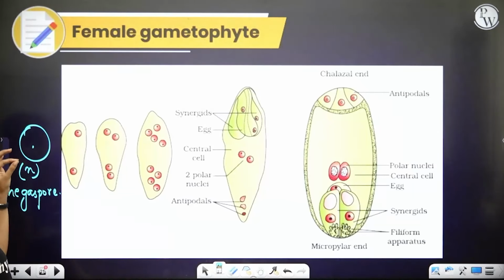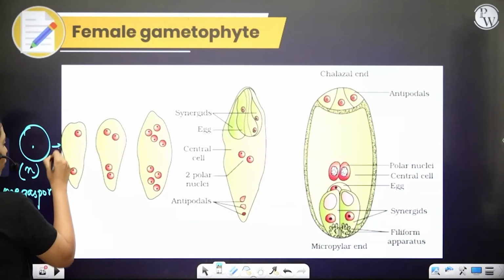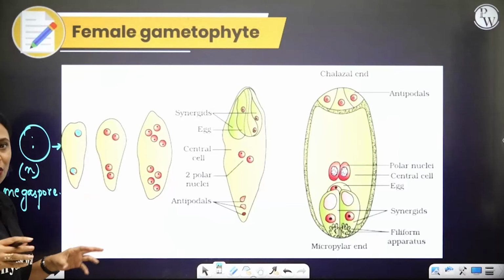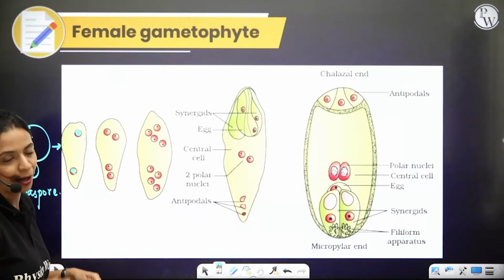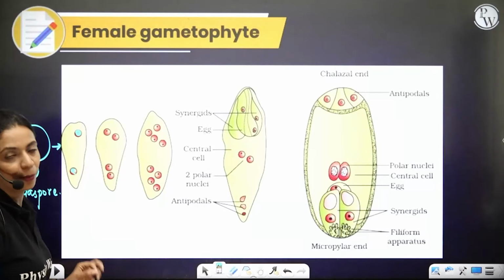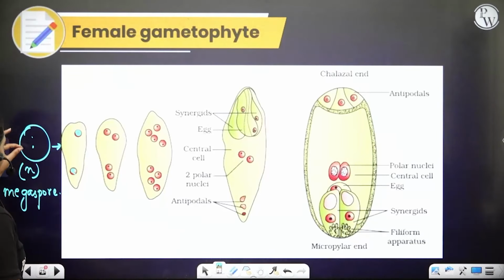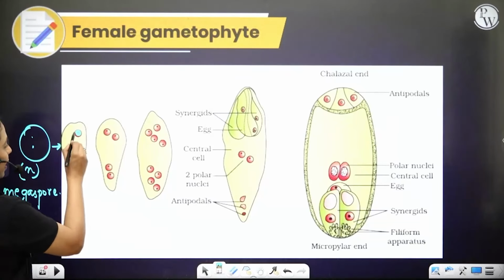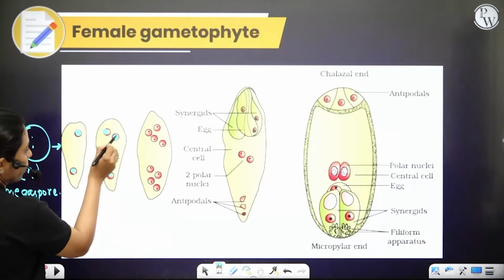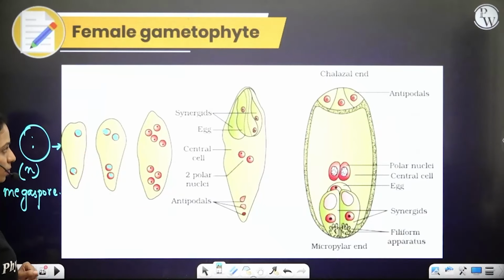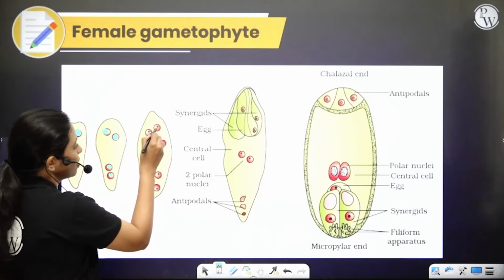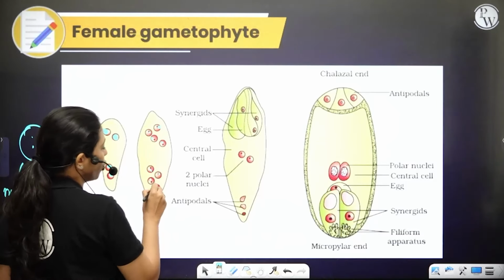Now this haploid megaspore will undergo mitotic division to form 2 nuclei. Initially only karyokinesis, nuclear division, will happen. Eventually, cell plate formation or cytokinesis will take place. So from one nucleus, two nuclei divide. Each of these nuclei further undergoes another mitotic division to form two nuclei at each pole. Further, those two nuclei will undergo another set of mitotic division so that at each pole you have four nuclei.